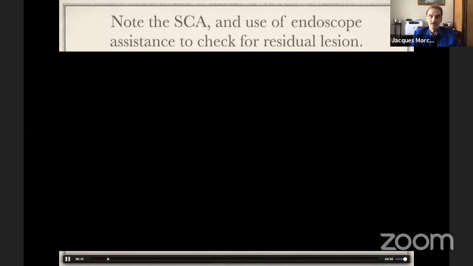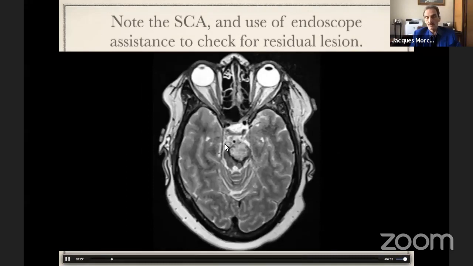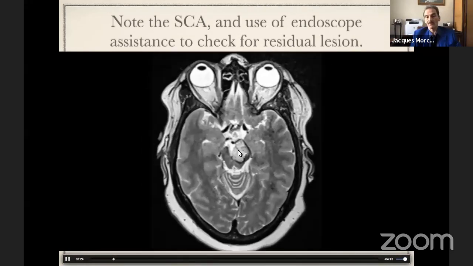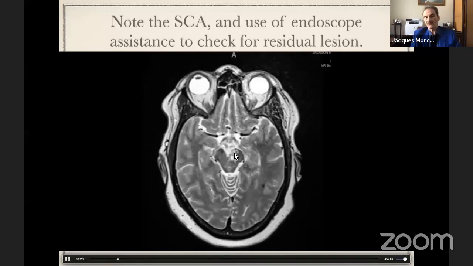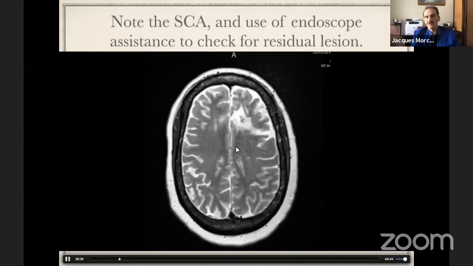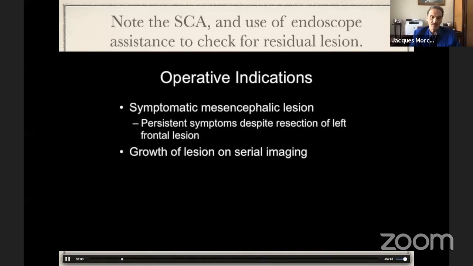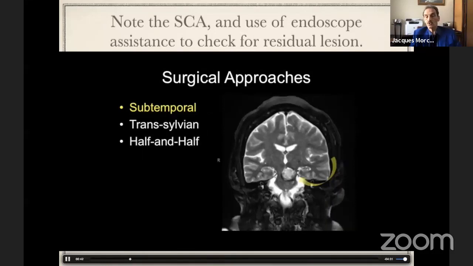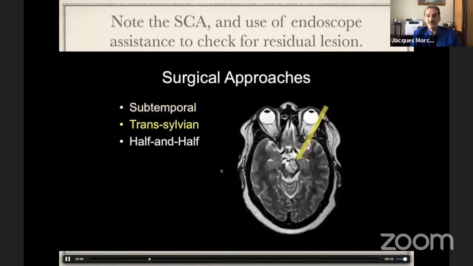First, let me show you. Here is a lesion. It reaches the surface of the cerebral peduncle. So it's clear-cut that you have to approach this from the front. That's where it's reaching the surface. Here you could try to say, should you go subtemporal? Should you go transylvian? Well, the best of both worlds is to do the half and half: transylvian pretemporal. That's what I did.